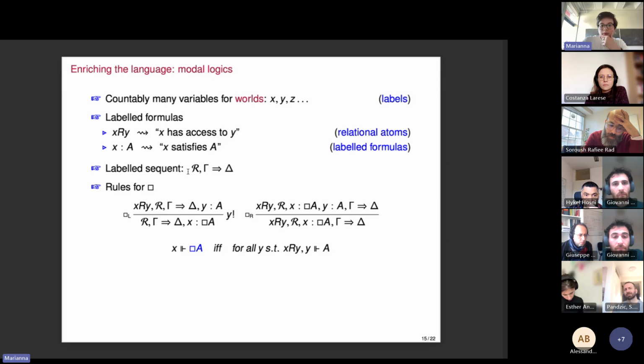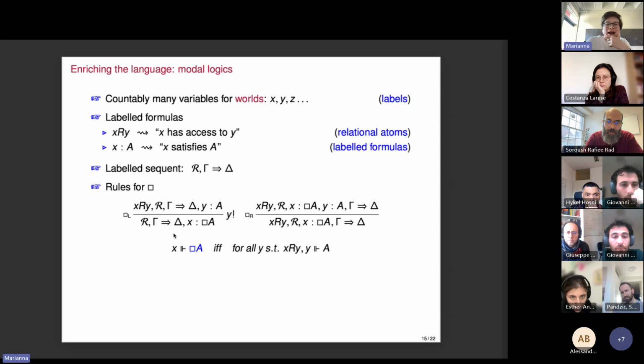And just to give you an example, these are the rules for box. If you remember the truth condition for box in Kripke models, box A is true in x if for all the worlds y that are accessible from x, A is true at y. And basically this truth condition is just spelled out into the rules for the box operator. So for instance, if you look at this, this should be the right rule and this should be the left rule, of course.